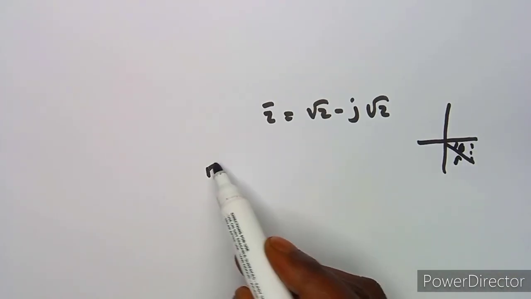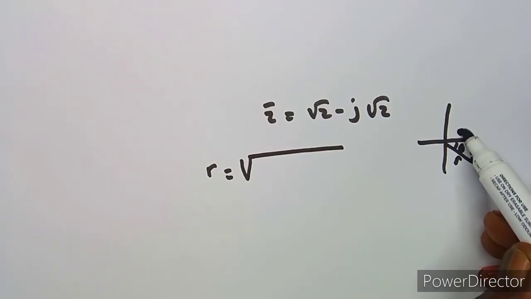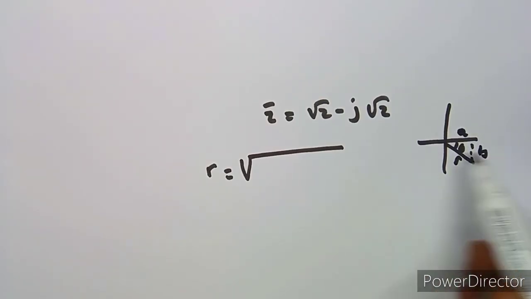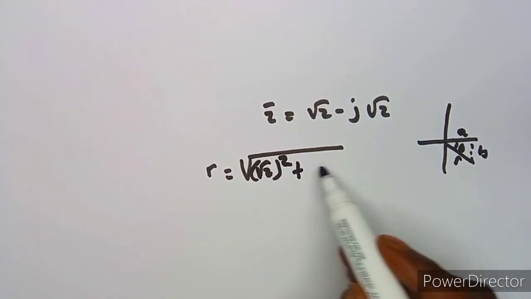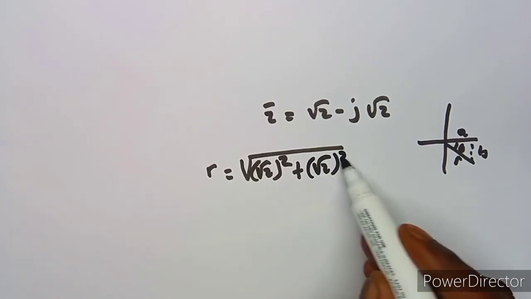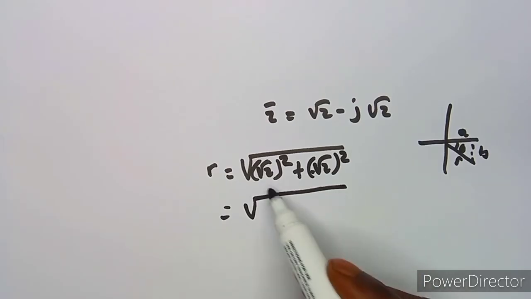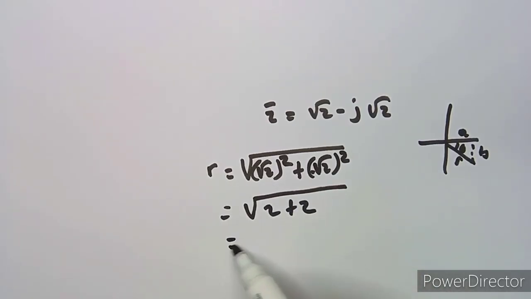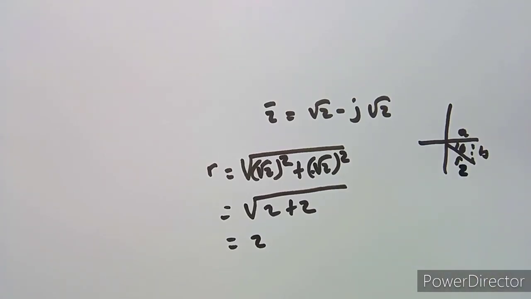So the resultant r, remember, is the square root of a squared plus b squared, where this is your a and this is your b. So it's the square root of the square root of 2 squared plus the square root of 2 squared. The negative is not going to affect it, because this gives you 2 plus 2, which is square root of 4, which is 2. So the resultant is 2.